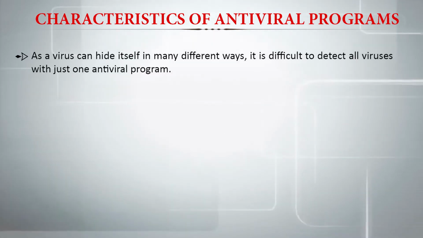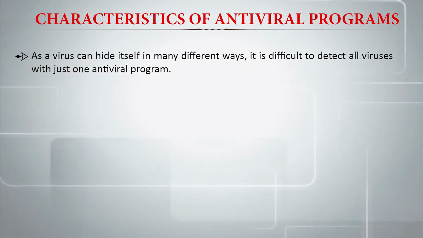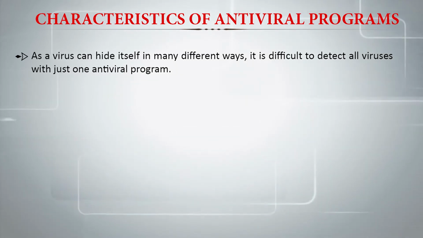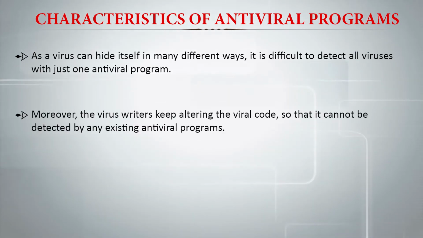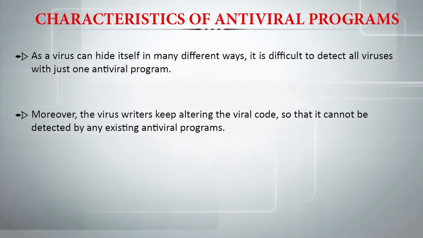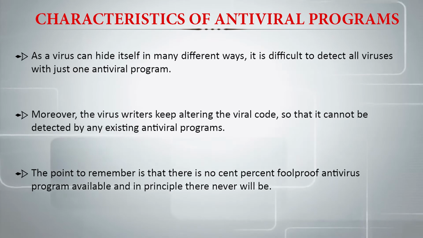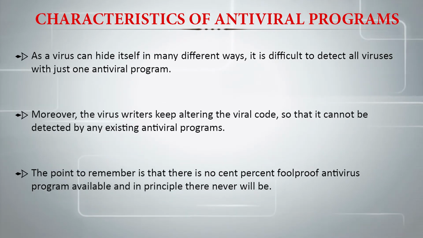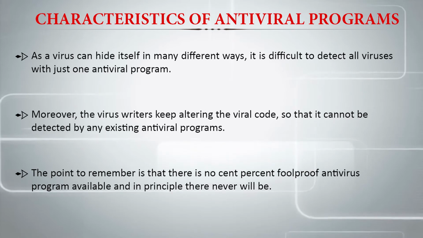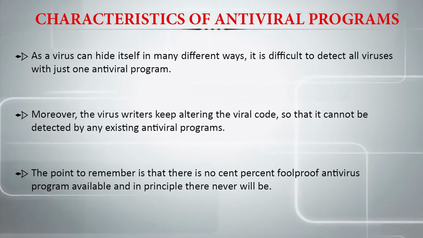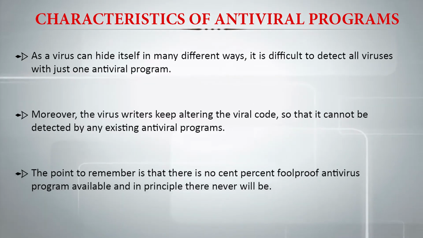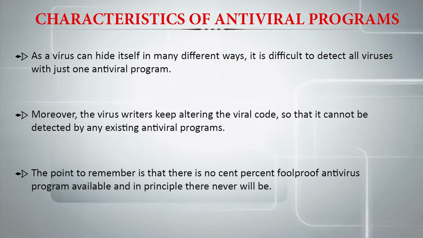As a virus can hide itself in many different ways, it is difficult to detect all viruses with just one antiviral program. Moreover, virus writers keep altering the virus code so that it cannot be detected by any existing antiviral program. The point to remember is that there is no 100% foolproof antivirus program available, and in principle there never will be. So one antivirus software will not be able to control the complete malicious activity taking place in the system. Now we move to another kind of malicious software.